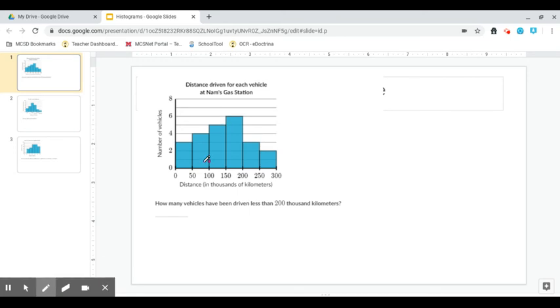Okay, so this is a histogram for the distance driven for each vehicle at Nam's gas station. If we look down here, this is the distance in thousands of kilometers. It's how far each one of these cars has gone. So every car in this box has gone between 0 and 50, here is between 50 and 100,000, here between 100 and 150,000, and so on. And if you go up this way, these are how many cars have done it. So every car in this box has gone between 0 and 50,000 kilometers, and there are 3 of them.